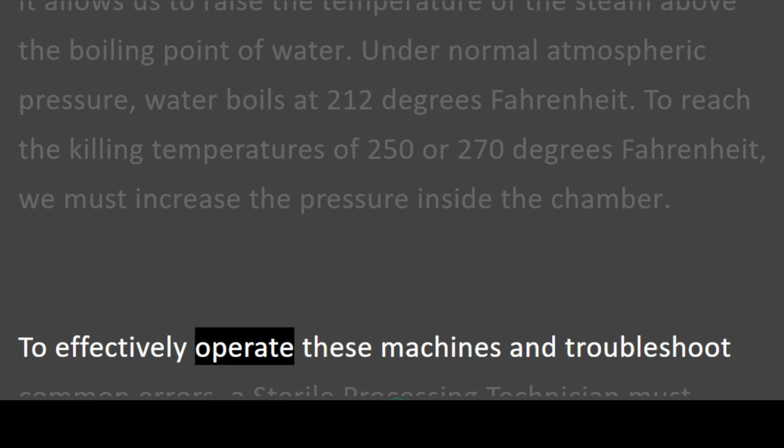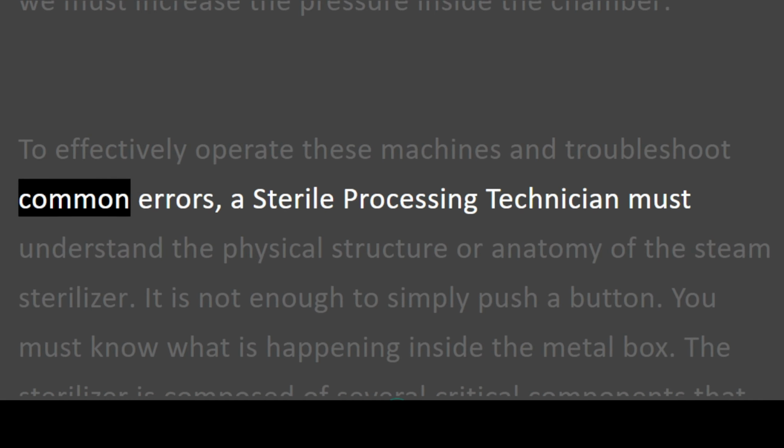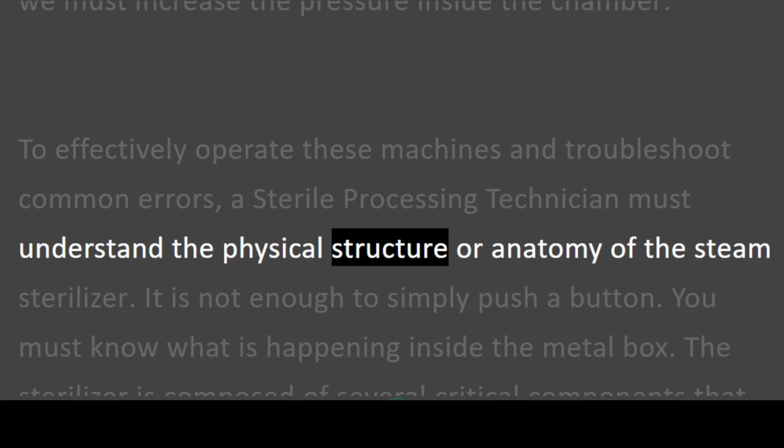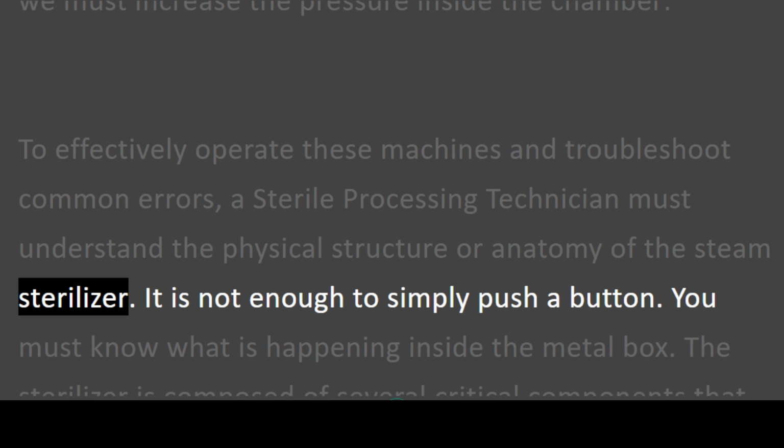To effectively operate these machines and troubleshoot common errors, a sterile processing technician must understand the physical structure or anatomy of the steam sterilizer.